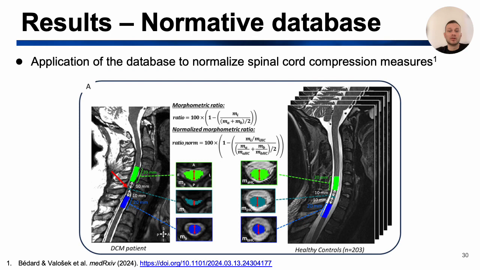Here we have an example of how the normative database can be used to normalize compression measures. The figure on the left shows the maximum spinal cord compression index, MSCC. This index is used to normalize the compression side using the non-compressed levels above and below the compression. However, MSCC does not consider the varying spinal cord anatomy across spinal levels. Thus, we proposed a normalization of the single subject measures by the normative values, as you can see on the right. Moreover, the healthy subjects can be filtered per sex to further mitigate the effect of sex.